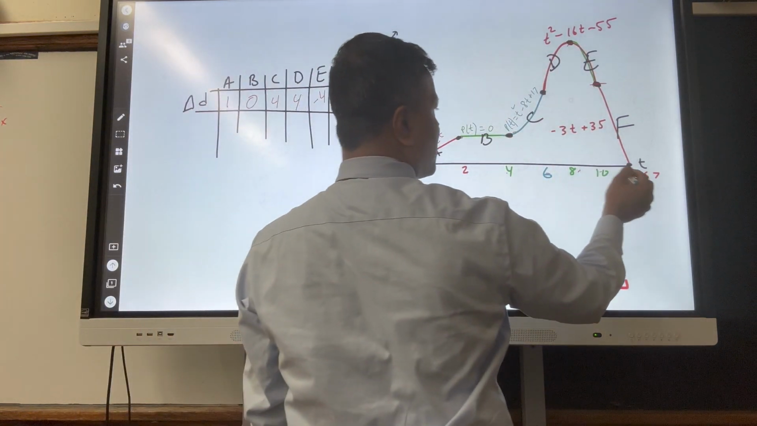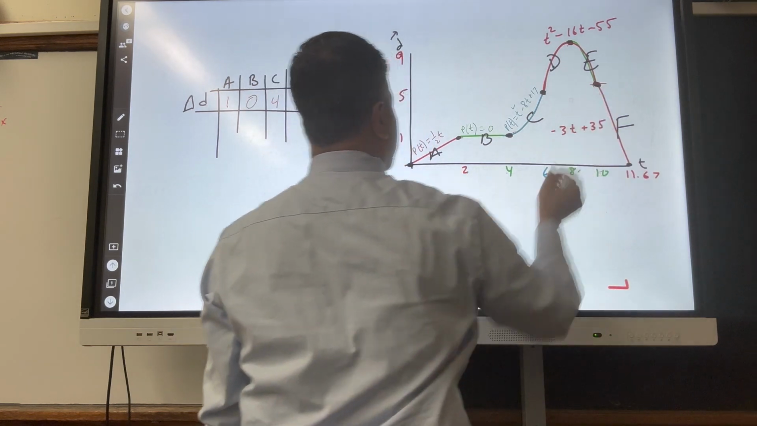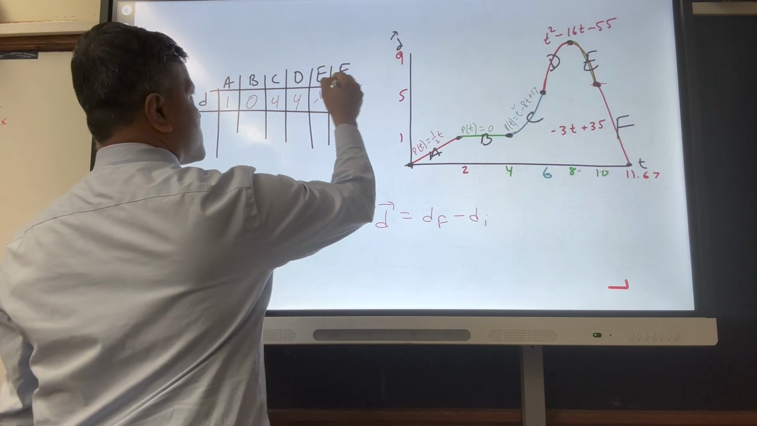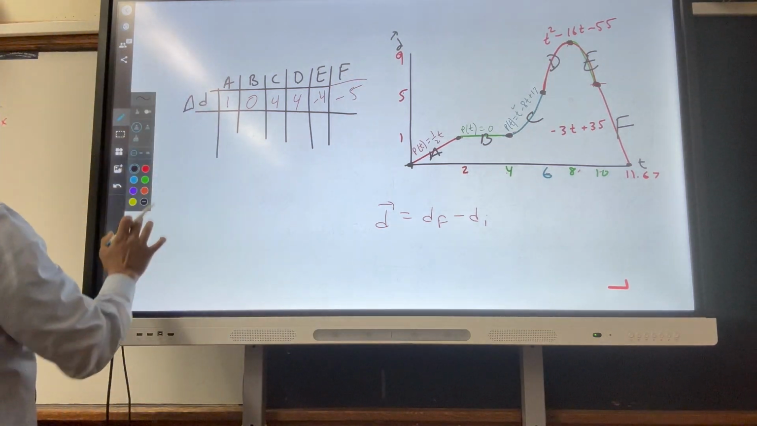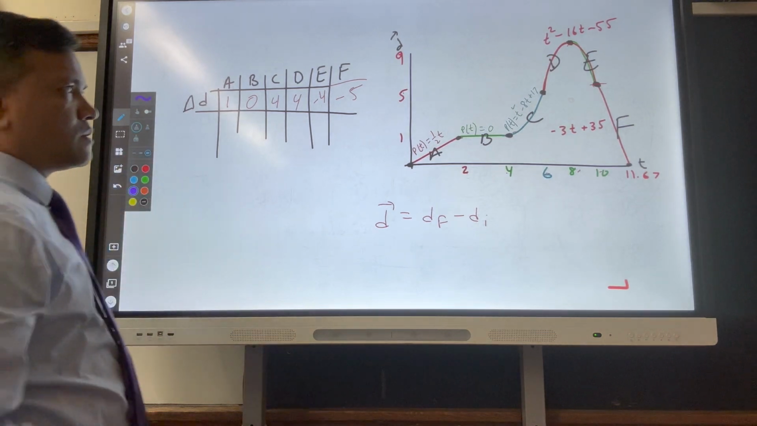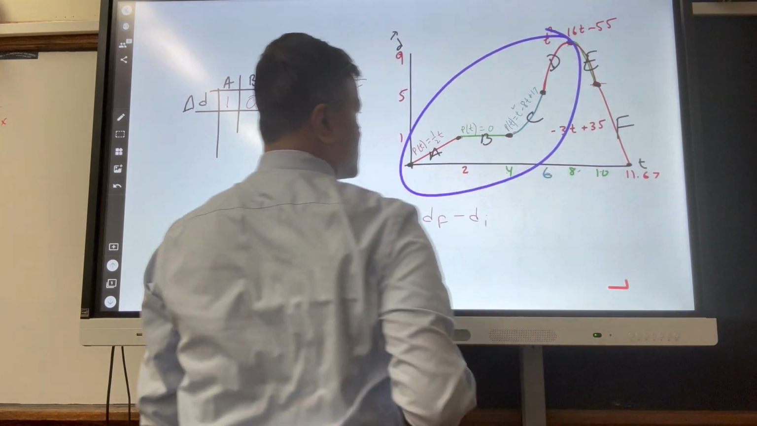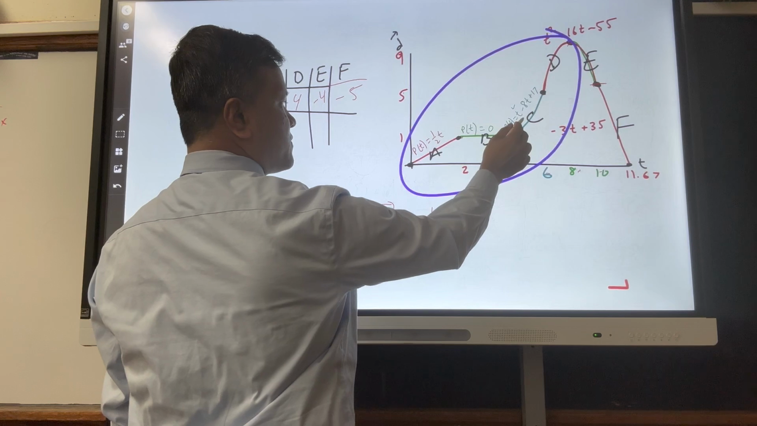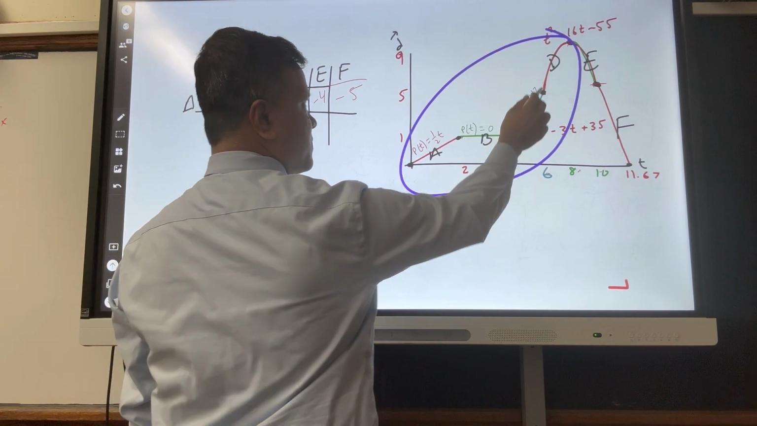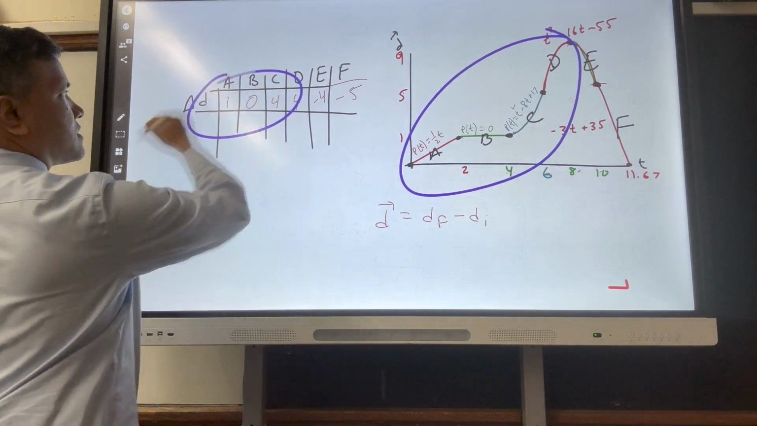Displacement between 10 to 10.67 seconds, well, of course, 0, minus 5. So what are you noticing over here? You notice a very important thing. From 0 to 8 seconds, 1 plus 0, plus 4, which is 5, plus 4, which is 9. This is 9, right?